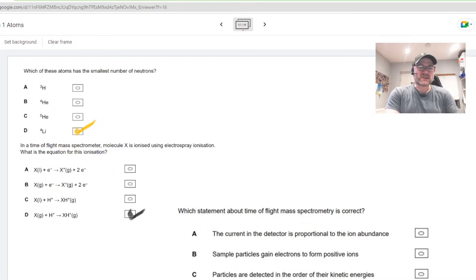So, which statement is correct on what we've done so far? By the way, we'll be done in 5 minutes. There's one really hard question after this, then we're done. One super hard question I want to leave you with or work through with you. So, time of flight spectrometry: current in the detector is proportional to the ion abundance. Sample particles gain electrons to form positive ions. Particles are detected in order of their kinetic energy. Ions are accelerated by a magnetic field.